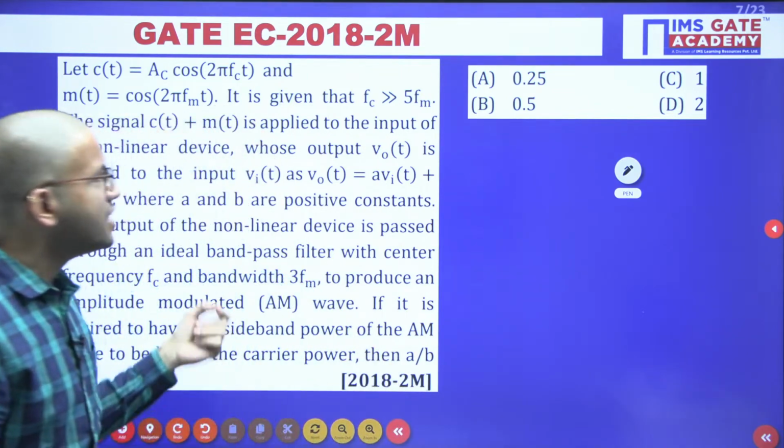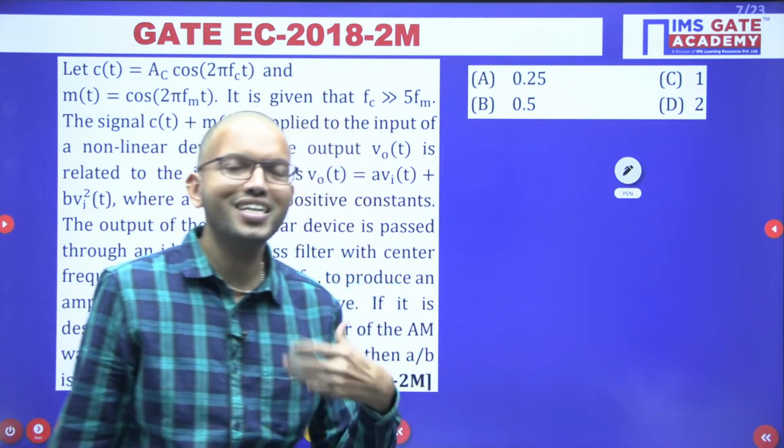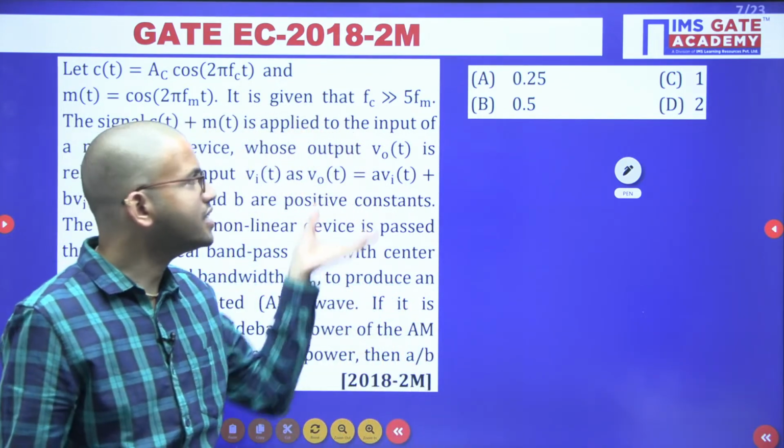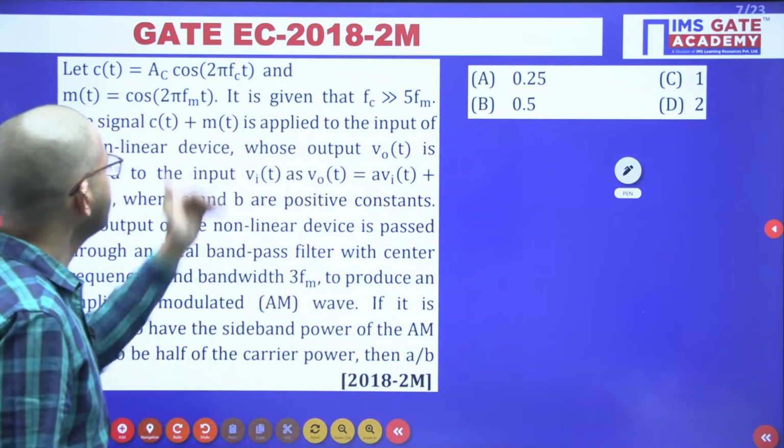Okay, but in the previous question they directly gave the AM signal, while in this question they want to generate the AM signal. For that they have given the information on how they are going to produce it. So read carefully line by line.